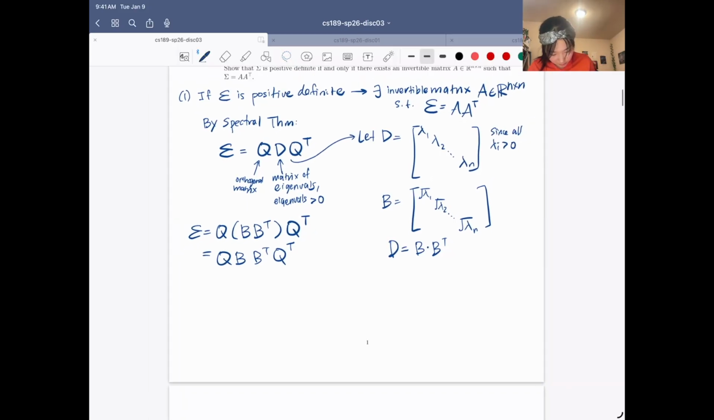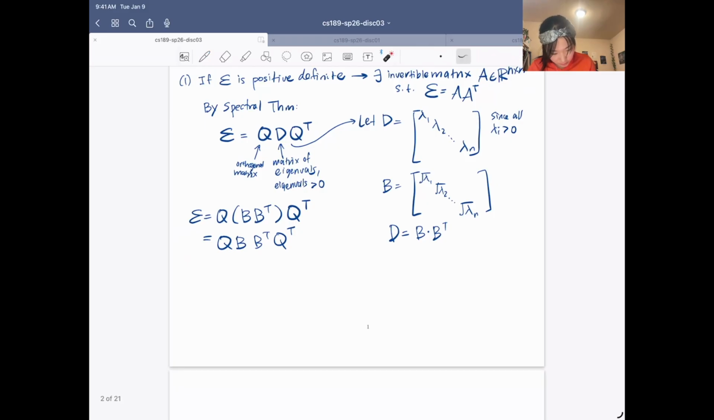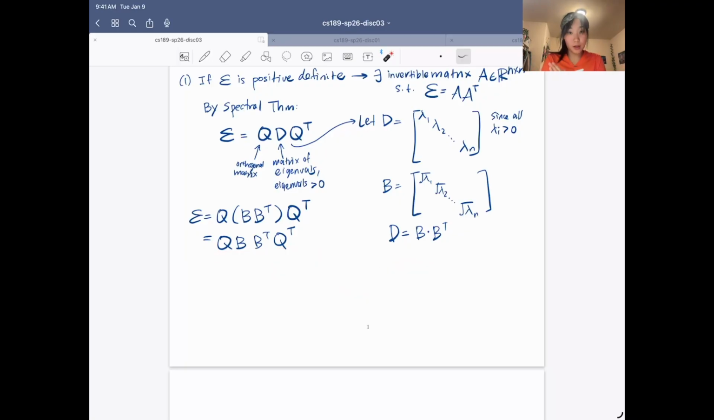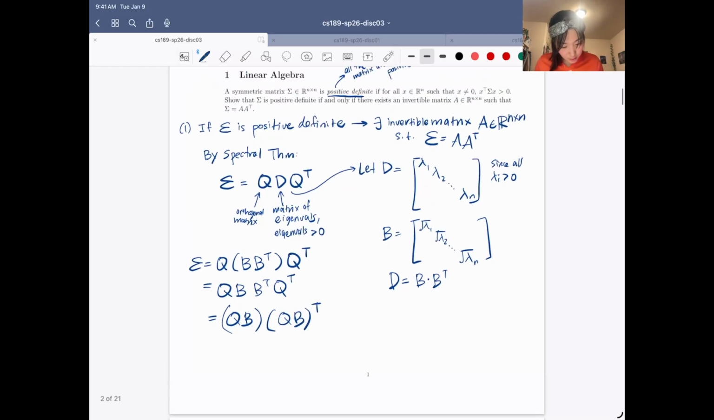Notice how this right over here is equivalent to the transpose of that, right? Because QB transpose is equivalent to B transpose Q transpose, because the transpose basically distributes and the matrices get flipped. And so we can write that this is equivalent to QB times QB transpose. And this is exactly this AA transpose format that we were looking for.